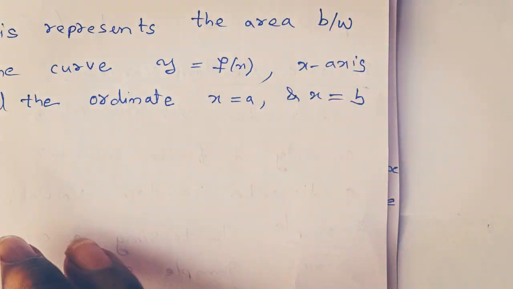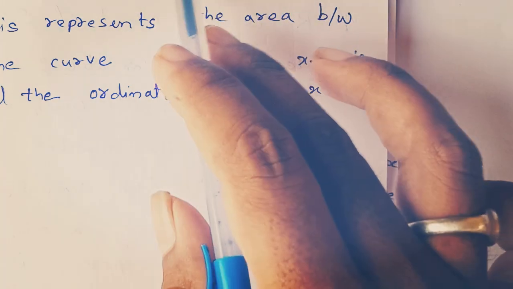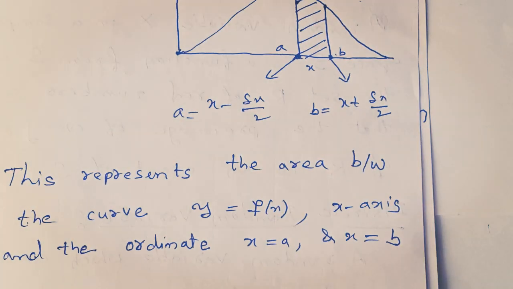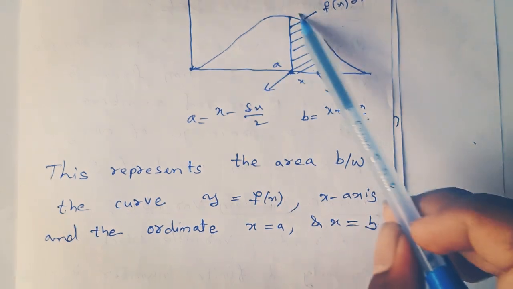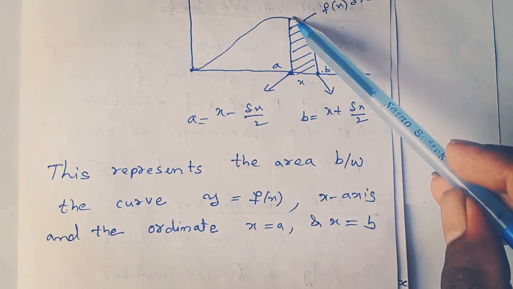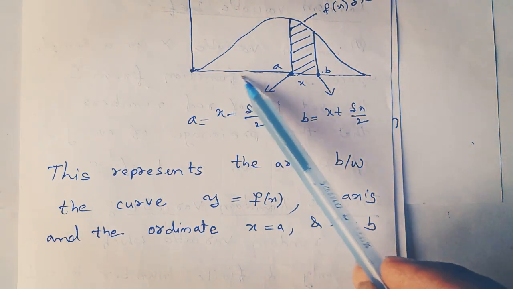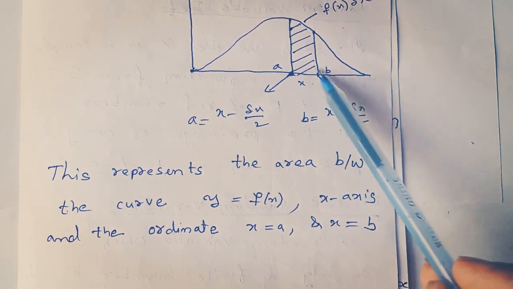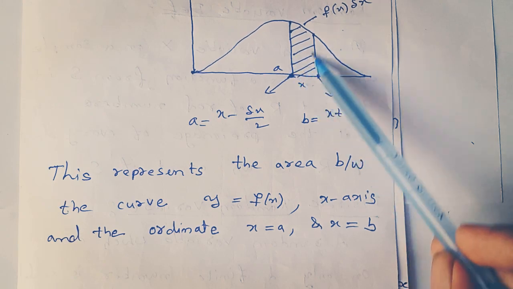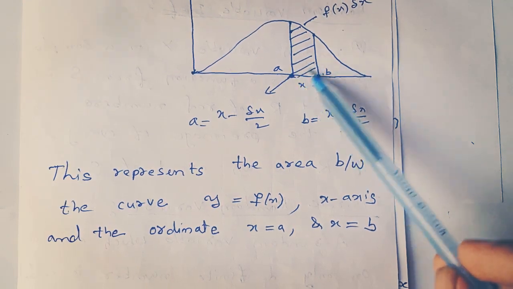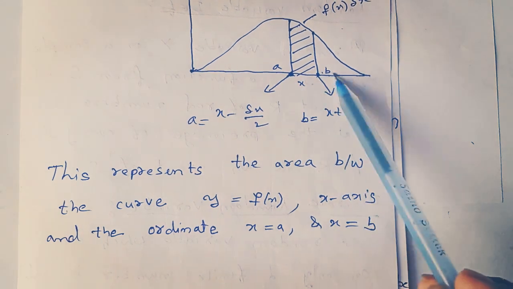Therefore this is the area in between the curve y equals f of x, the line x equals a, the line x equals b, and the x-axis. Okay, we have to find this area. This area becomes our required probability in the interval a comma b.